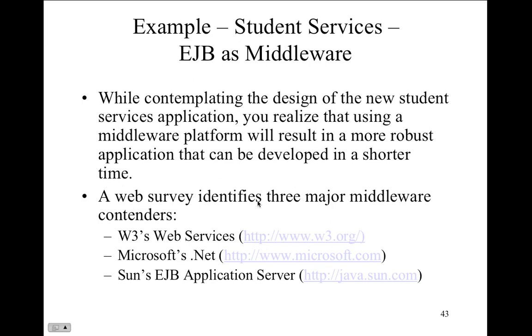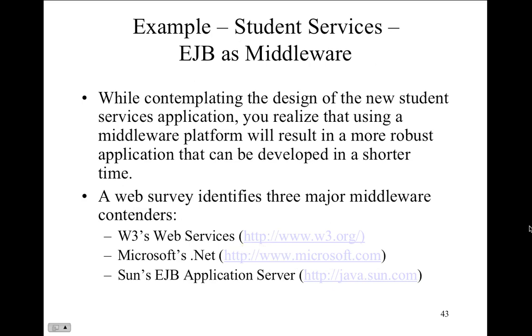So a web survey, let's say, identifies 3 major contenders here. These actually all work. I tested these links out. And if you wanted to look at what would be considered a middleware, the Enterprise Java Beans application server, we'll talk a lot more about that in detail, probably not until the second class meeting. .NET, I'm not going to talk about that at all, or W3's web services, we're not going to talk about that either. But these are some examples.